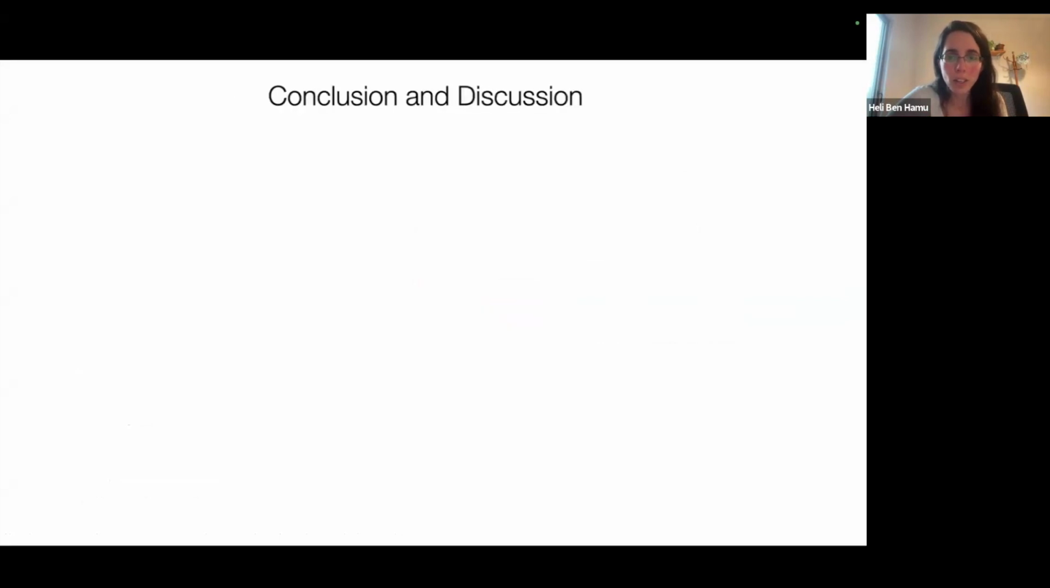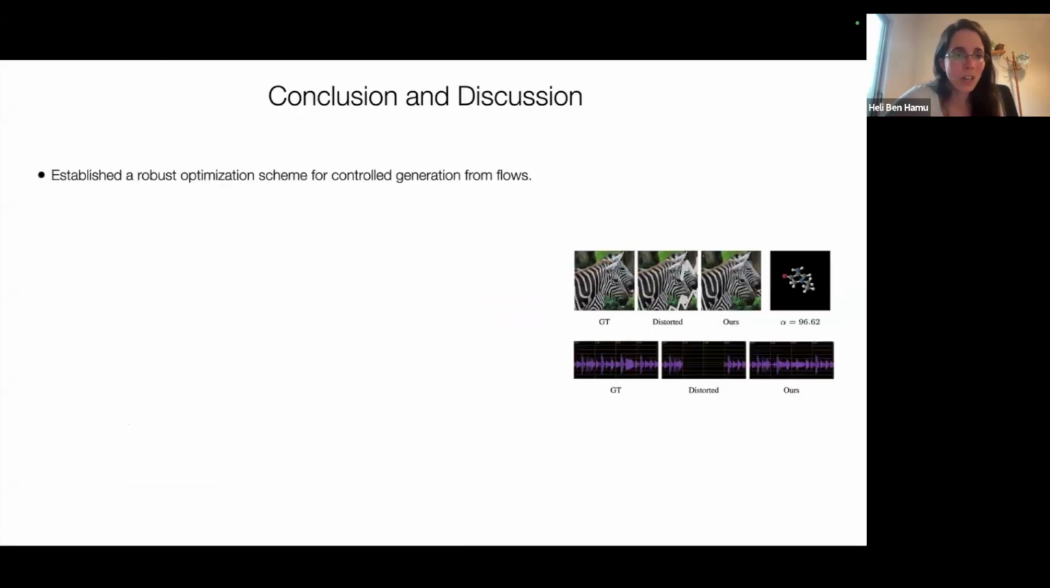So, some conclusions. We have established a robust optimization scheme for controlled generation from flows. I think I didn't mention it, but basically the algorithm and the algorithmic choices that I presented to you transferred along all these applications with very little change. The optimization scheme and all the hyperparameters remain pretty much the same. And this shows how robust it was for different models and different data domains, and I think that's very nice.